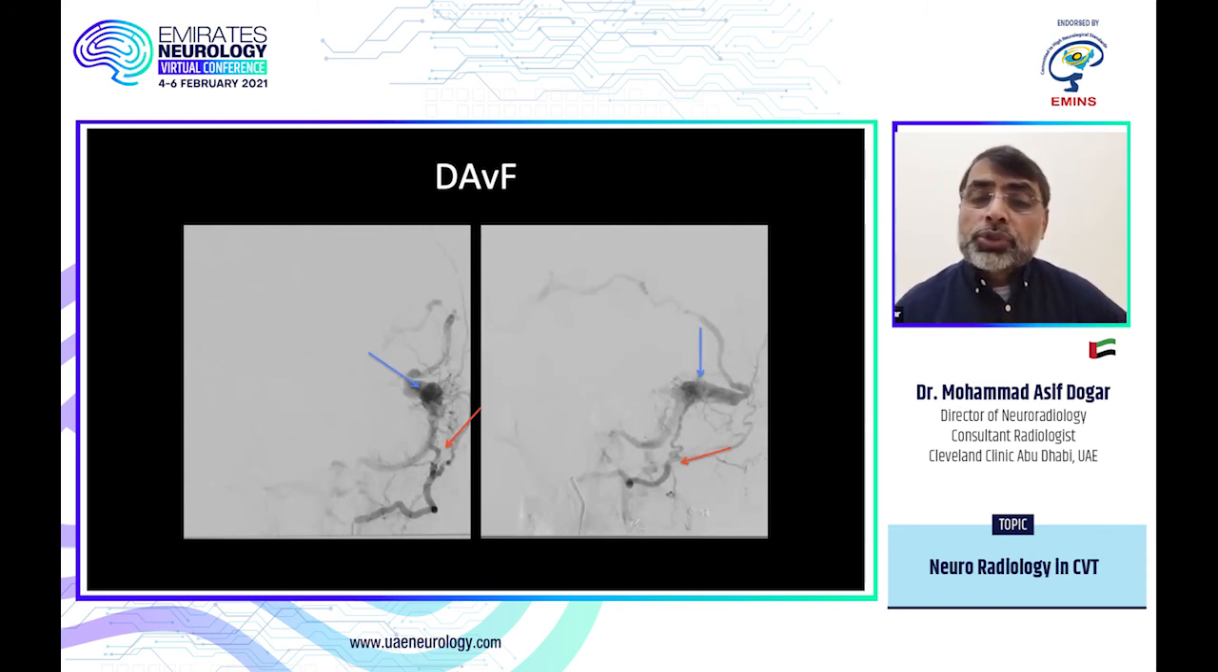So make sure when you don't see the venous sinus, there is no DAVF. So look at your MRA images. On the post-contrast MR, you will see normal opacification of that sinus.